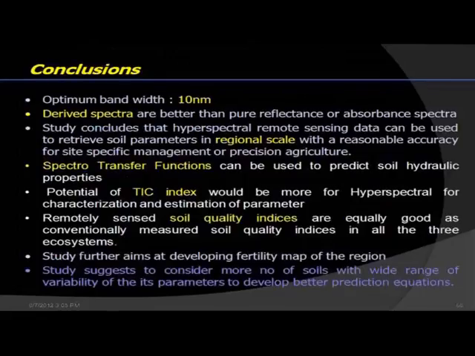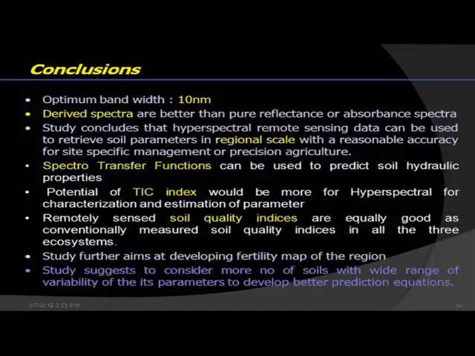So at the end, the conclusion is, as we see, the optimum bandwidth should be 10 nanometer, as we have analyzed with respect to adjusted R square. That may be the possible reason why in Hyperion and many of the sensors the bandwidth is given as 10 nanometer. And as we discussed, the raw spectra, raw reflectance or absorbance, doesn't hold good with respect to prediction equations. We could see that derived spectra, that is the first and second derivative spectra, were found to be better than the raw spectra while developing the equations for estimating different soil parameters.